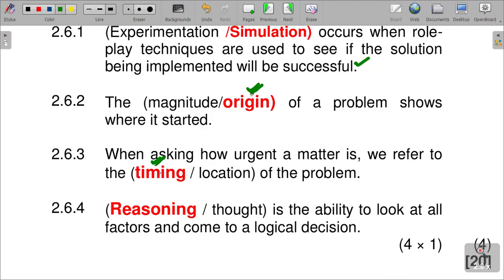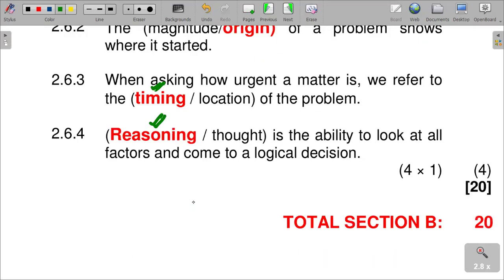And then reasoning is the ability to look at all factors and come to a logical decision. A proper directional thinking or a specific decision-making process comes by what? By reasoning. That ability to reason and look at all factors and come to a logical decision is through reasoning. So in section B, you can see that it's possible for you to get your 20 marks there.